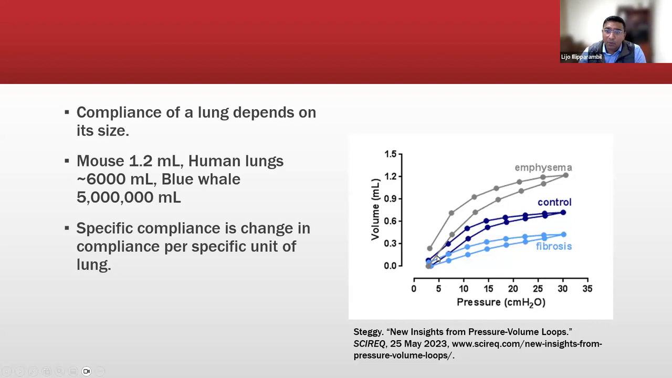For instance, we know that emphysema leads to increased compliance, which means that you get a larger change in volume per unit pressure, right? Whereas fibrosis has less compliant lungs. So you actually get less movement of air, less volume of air with increasing pressure as well.